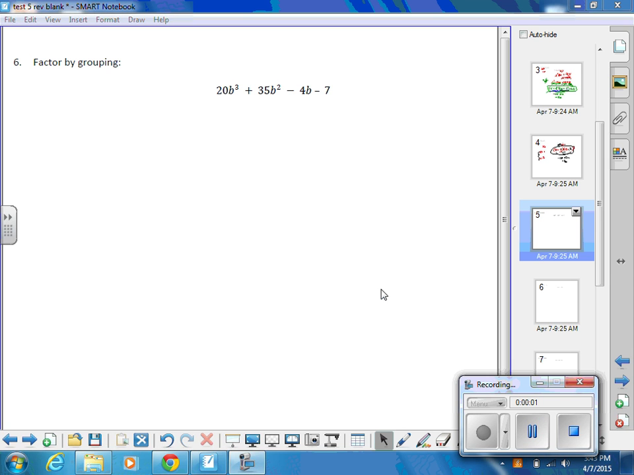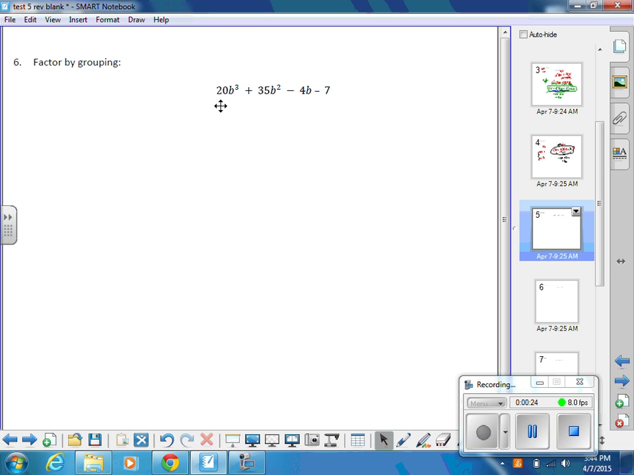Okay, I'm back. Now, this one says factor by grouping. Factor by grouping is a special way to do this. Usually they give you 4 things. And so if they give you 4 things here, what they want you to do is group these two together and these two together and try to factor out what they have in common so that you get the same common factor.